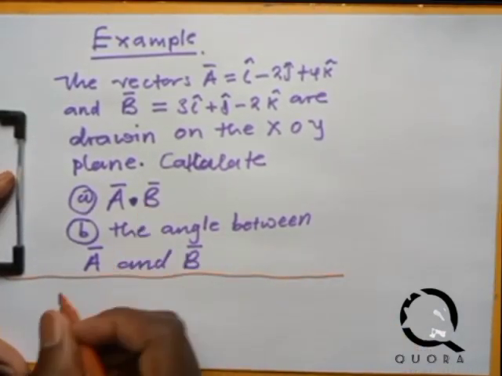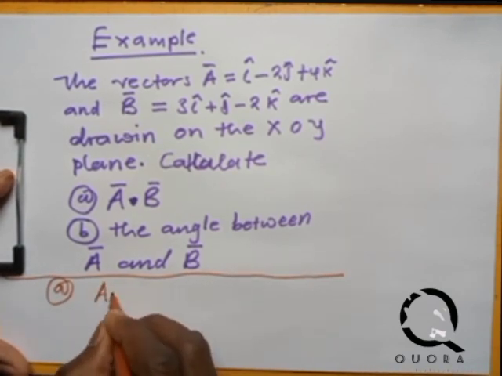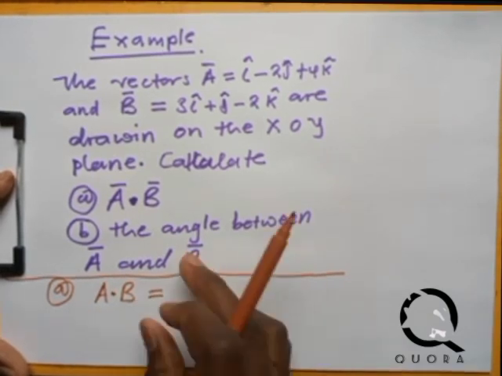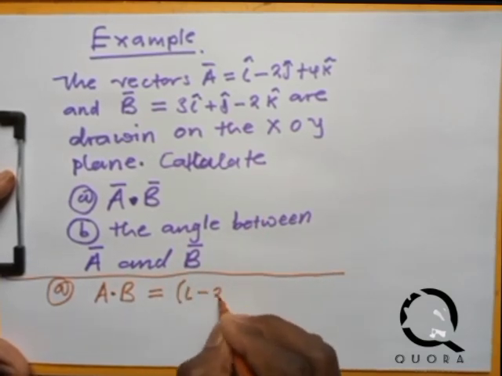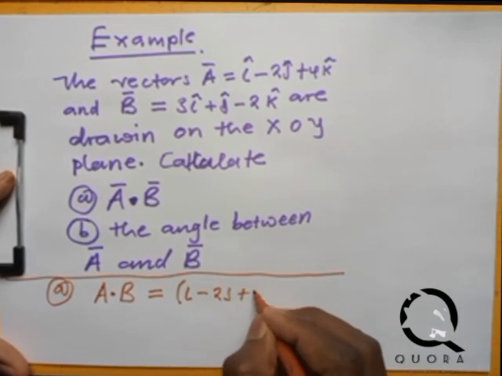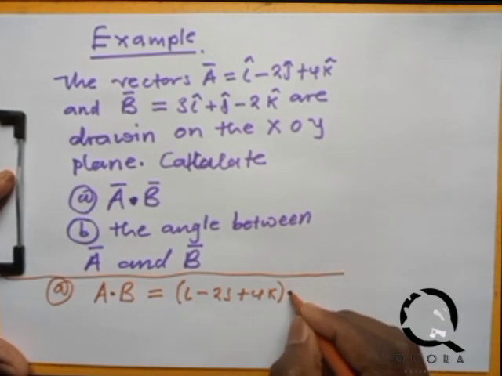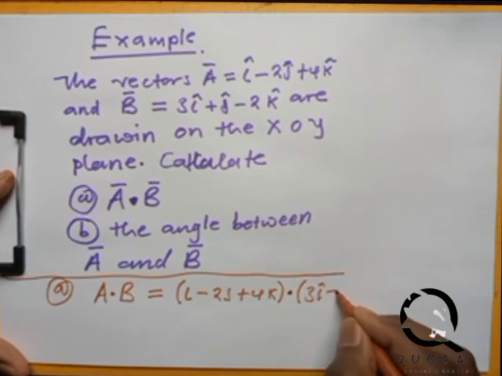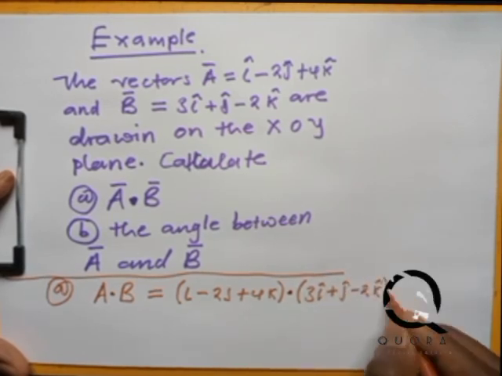Alright, remember we want to calculate A dot B. So A dot B, what does it mean? I'll write A on the first part: open bracket i minus 2j plus 4k, close, dot, open 3i plus j minus 2k.